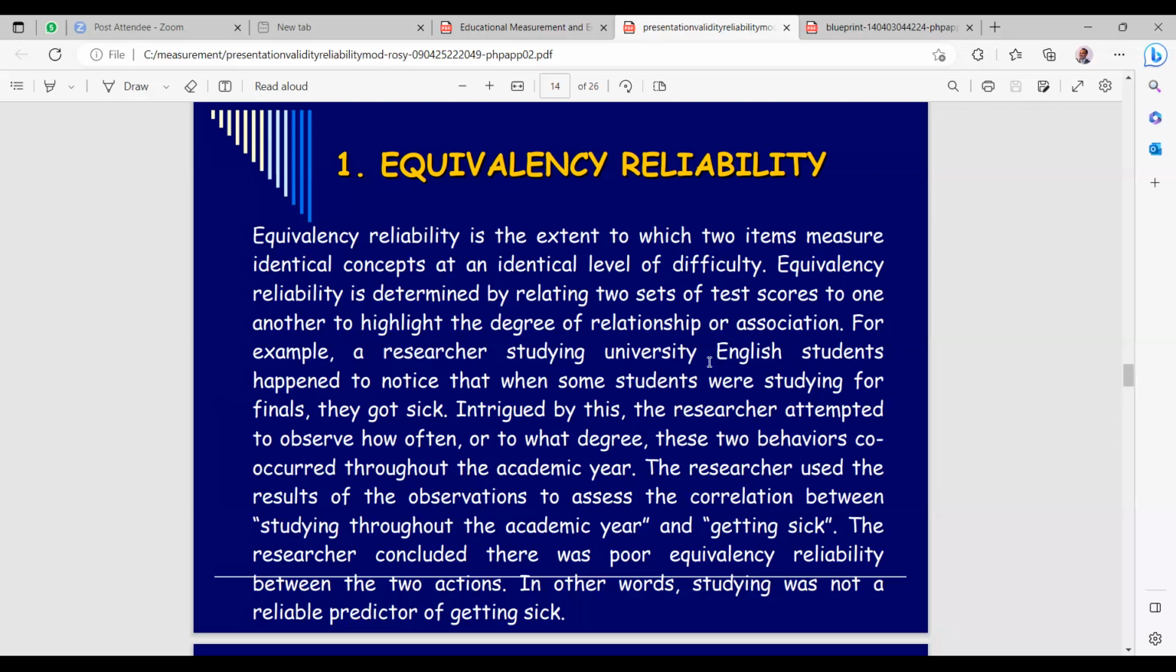For example, a researcher studying university English students happened to notice that when some students were studying for finals, they got sick. Intrigued by this, the researcher attempted to observe how often or to what degree these two behaviors co-occurred throughout the academic year. The researcher used the results of the observations to assess the correlation between studying throughout the academic year and getting sick. The researcher concluded there was poor equivalency reliability between the two.